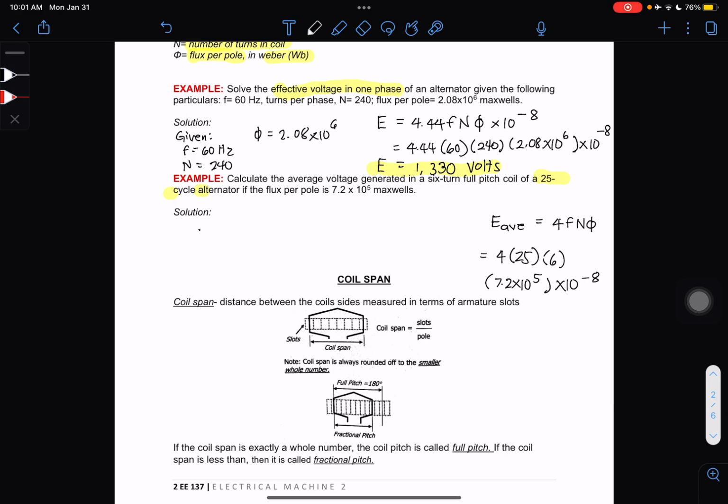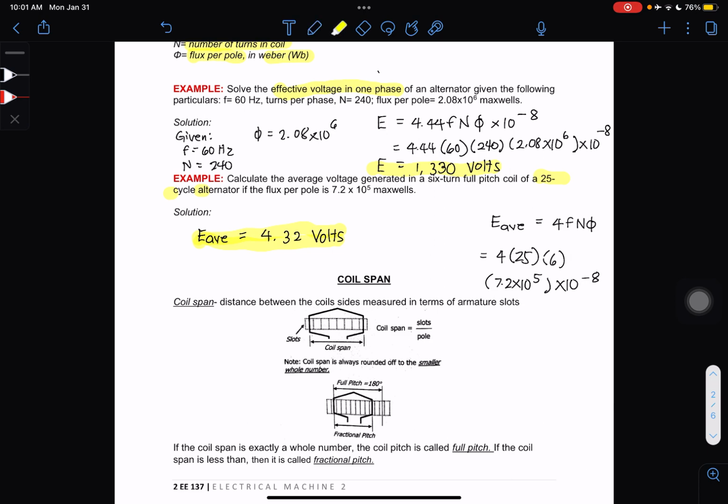So our average voltage will be 4.32 volts. So this is our final answer for example number 2.